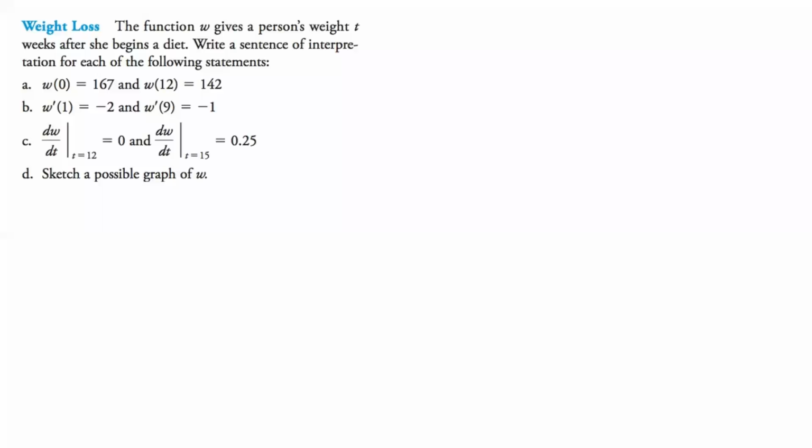Okay, so in this one, we have a function W that gives a person's weight t weeks after she begins a diet. It doesn't say what the weight is in, but since we're in the US, let's call it pounds. That's a key thing because they're going to have to figure out what that is. Now we need to write a sentence of interpretation for each of the following statements.